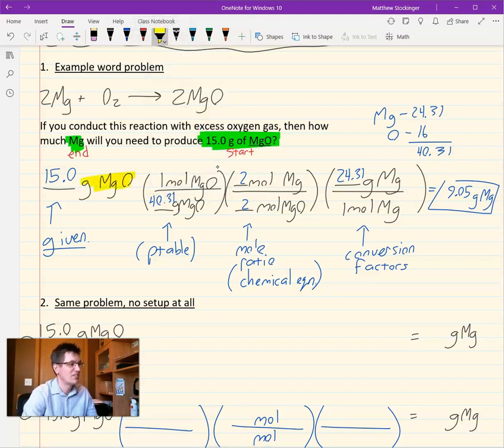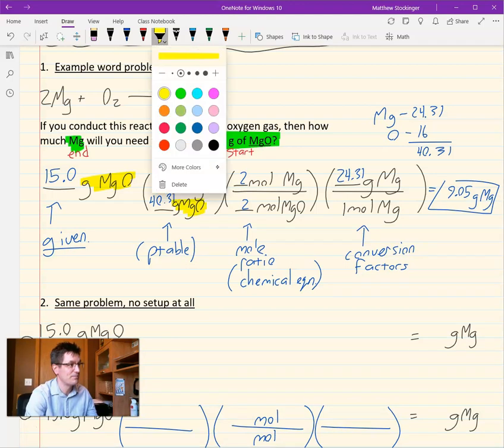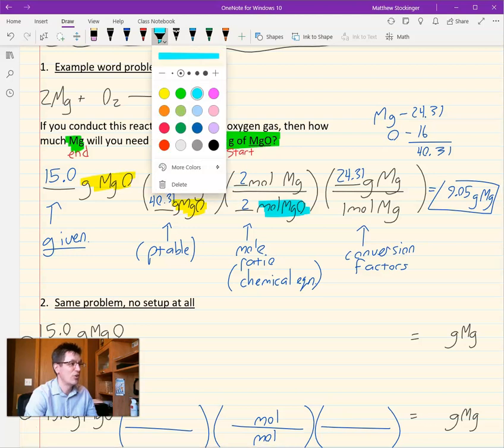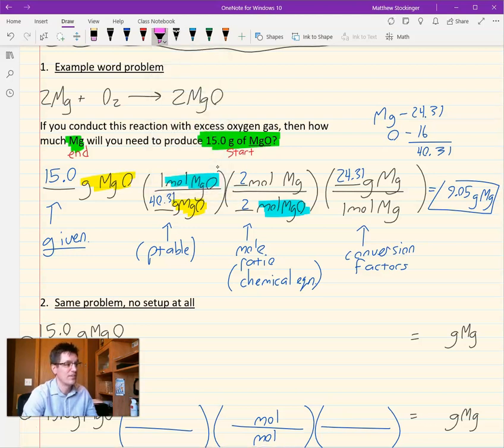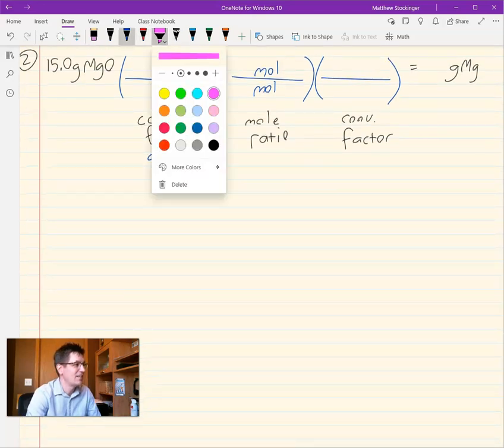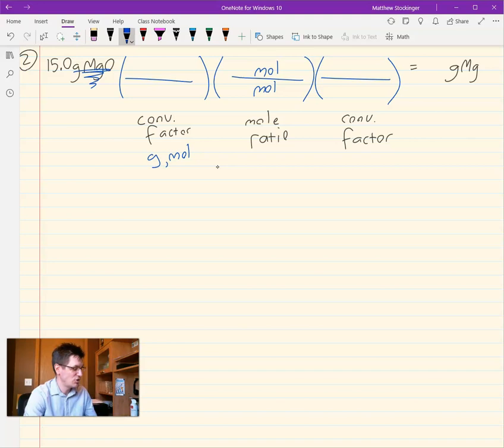The first units, those end up being the bottom units of the next parentheses. The top of this parentheses, moles MgO, that's the units of the bottom of the next parentheses. And it keeps going that way all the way through the problem. The top of this parentheses is the bottom of the next parentheses. So you see the units is how you know what to do next. Okay? So using that pattern, I know since I've got grams MgO on top here, this is going to be grams MgO on the bottom.